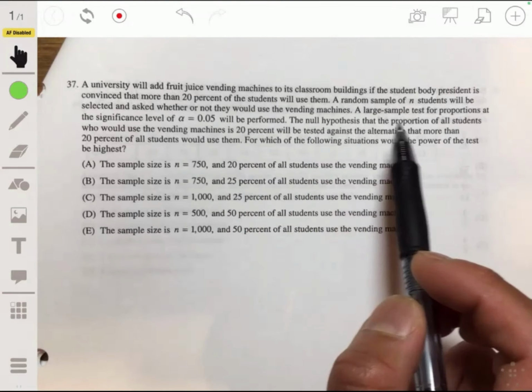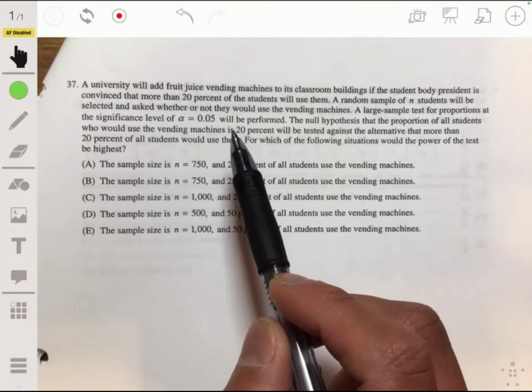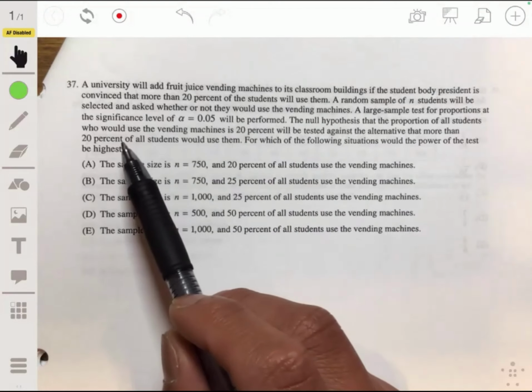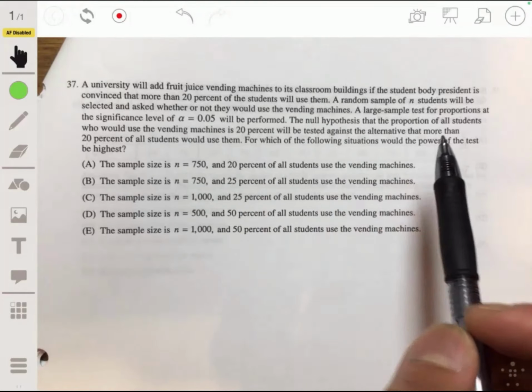The null hypothesis is that the proportion of all students who would use the vending machines is 20%. We tested against an alternative that more than 20% of all students would use them. For which of the following situations would the power of the test be highest?